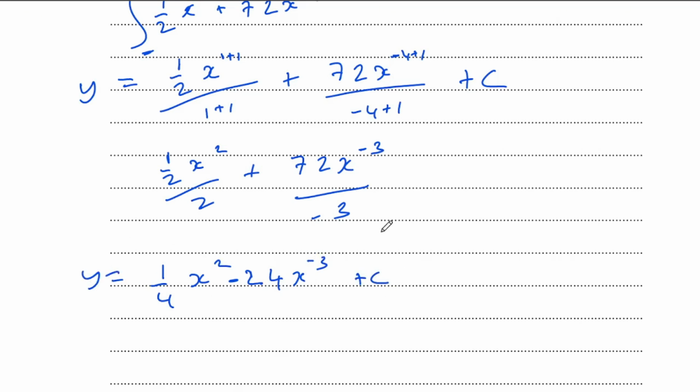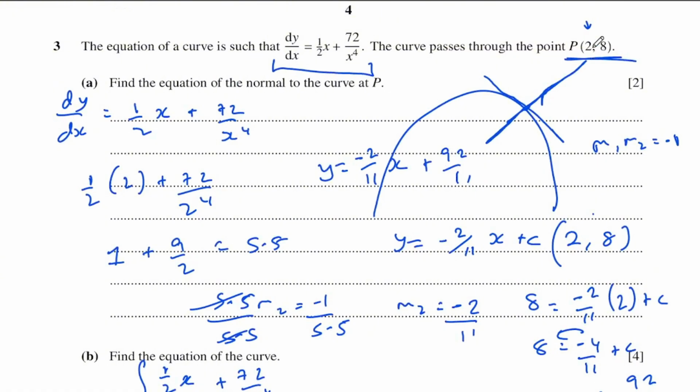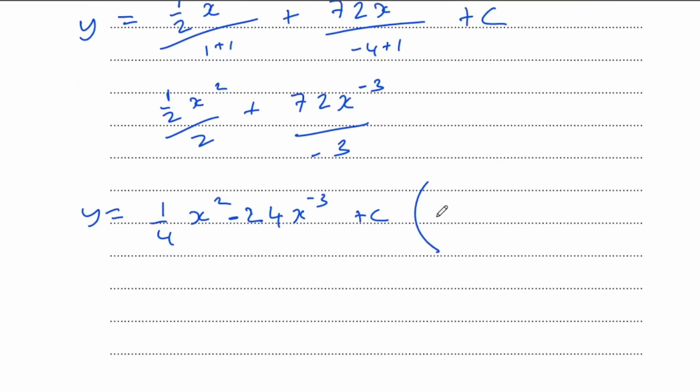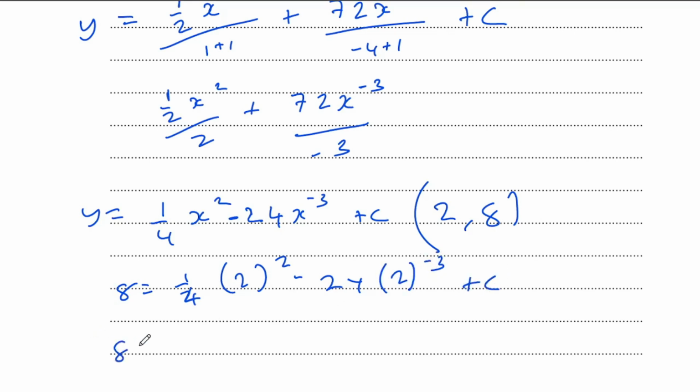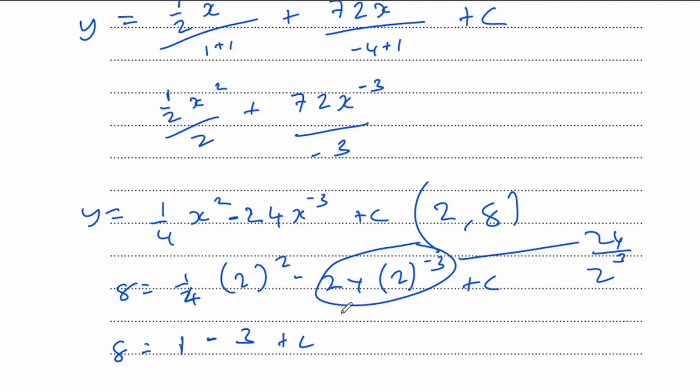And how would we find the plus c? We have a point that the curve passes through, which is 2, 8. And we do the same thing that we used to find c in the other one. So 2, 8. 8 equals a quarter times 2 squared minus 24 times 2 to the power negative 3 plus c. This is going to become 8 equals, 2 squared is 4, then this is just 1, 1 over 4 times 4. Minus 3, because this is just 24 over 2 to the power 3, which is 24 over 8, which is just 3, plus c.